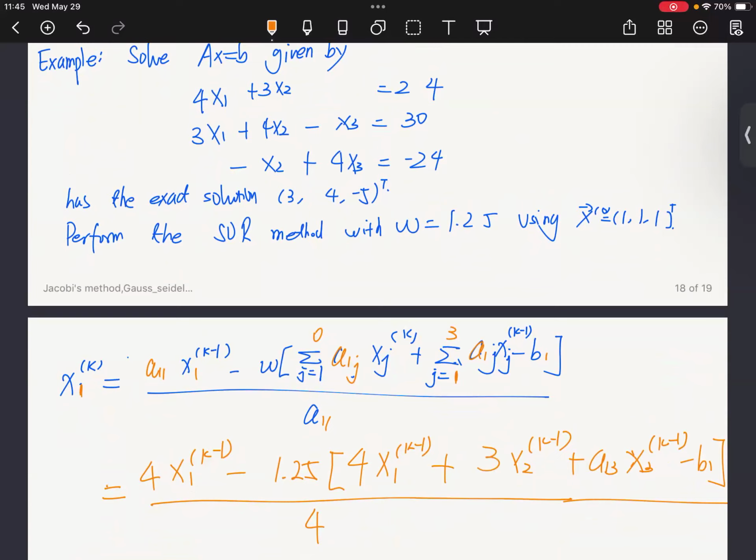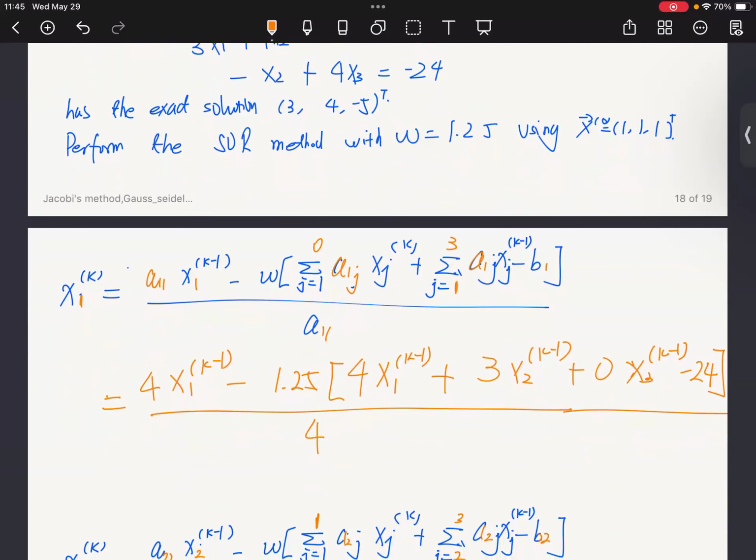A13 is just, we don't have anything, which means that we have 0 here. It's just 0. And then what is the B1 here? B1 is 24. So I'm going to replace this one with 24.